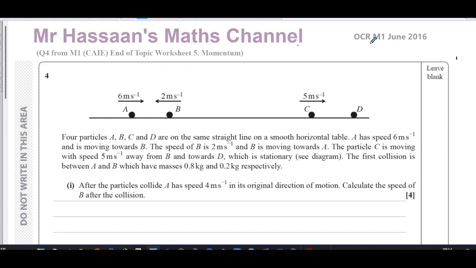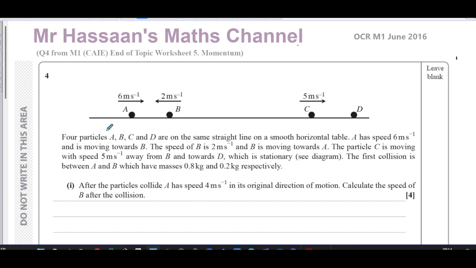So I've chosen some questions from this board so that I can give questions which are similar to the style of questions you might find in a Cambridge momentum question for M1. So this is question number 4 from this particular paper, and number 4 from my worksheet as well.